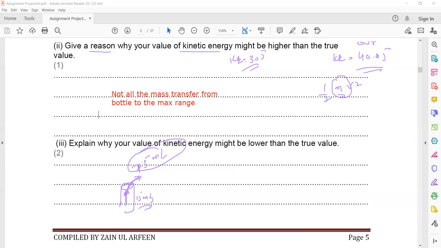Or we can also say air resistance. When we calculated the speed and the horizontal component, we ignored air resistance, but in practice there will be air resistance. Is the second part clear?